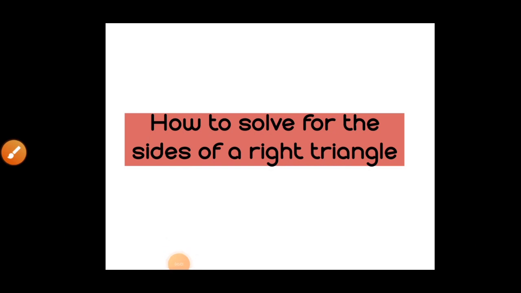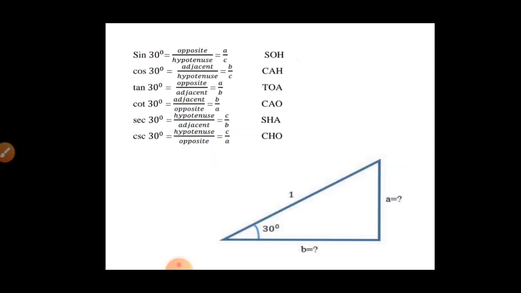How to solve for the sides of a right triangle. Sine 30 degrees is equal to opposite over hypotenuse is equal to A over C. Cos 30 degrees is equal to adjacent over hypotenuse is equal to B over C. Tan 30 degrees is opposite over adjacent is equal to A over B.